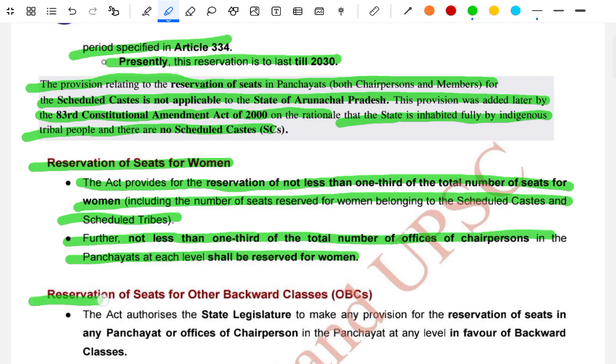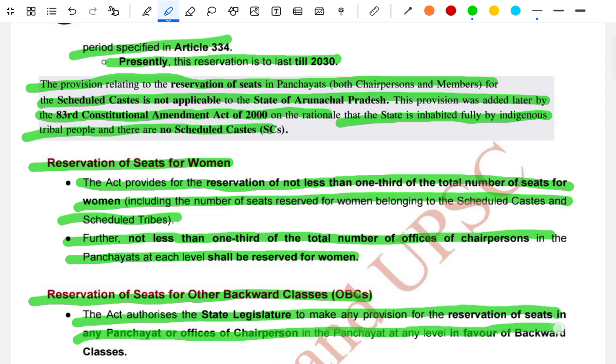The reservation of seats for other backward classes. The Act authorizes the state legislature to make provision for the reservation of seats in any panchayat or offices of chairperson in the panchayat at any level in favor of the backward classes.